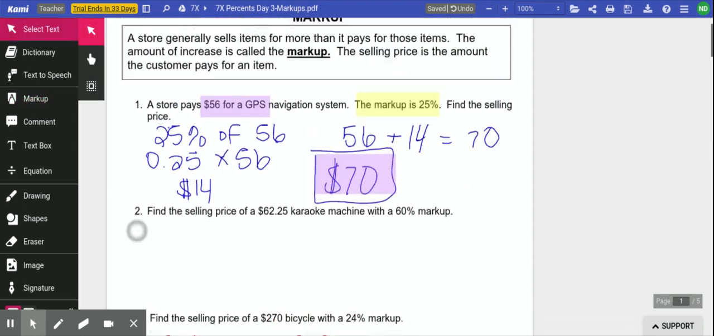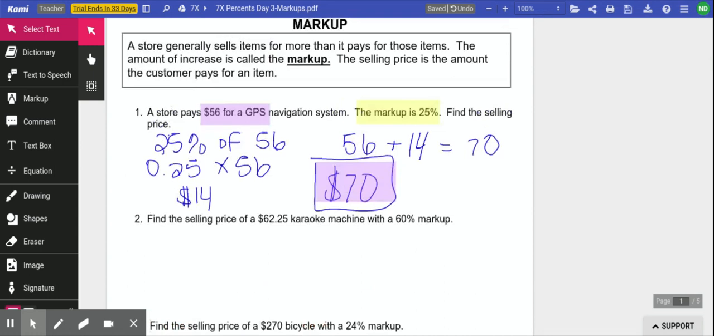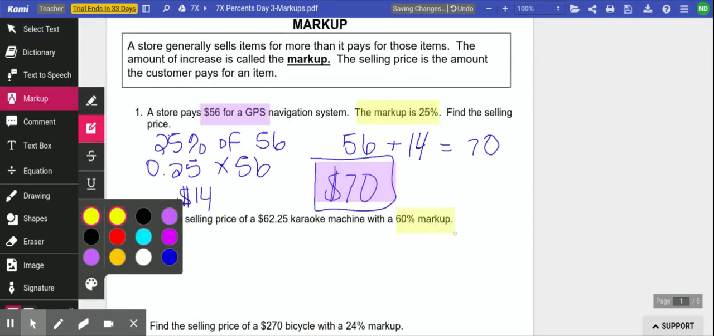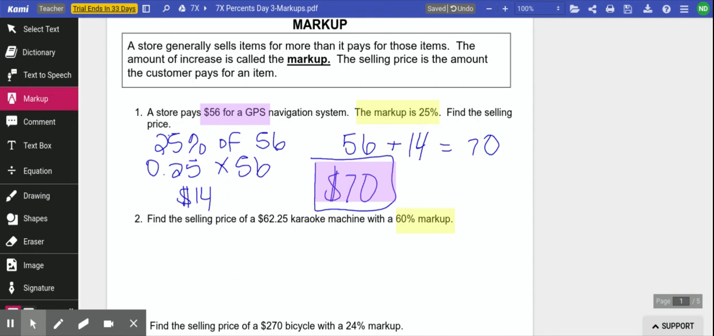Okay, number 2 says, find the selling price of a $62.25 karaoke machine with a 60% markup. Again, the key word there is markup, which tells me that percent is going to be increasing the original price of this karaoke machine. My first step is to determine, hey, what is 60% of $62.25? So I'm again finding the percent of a number.